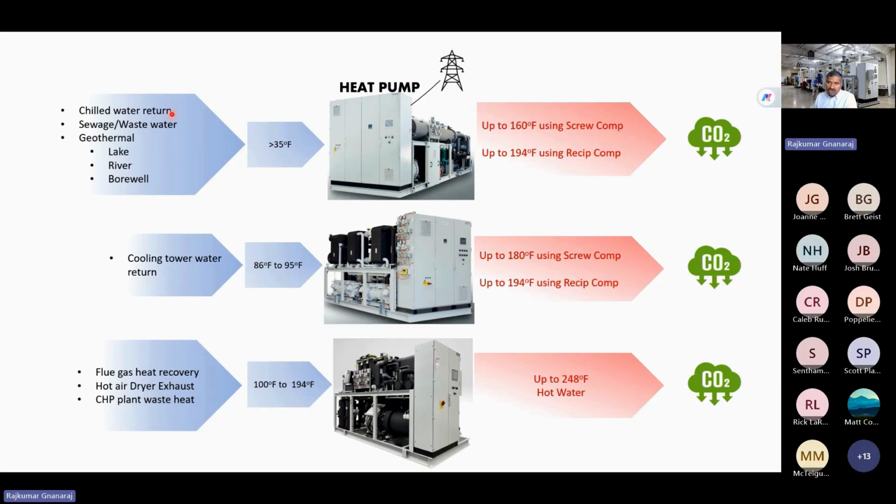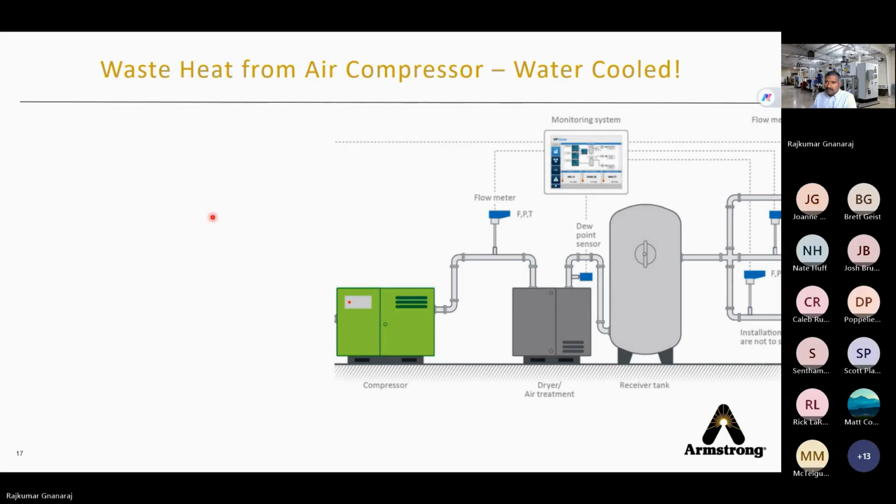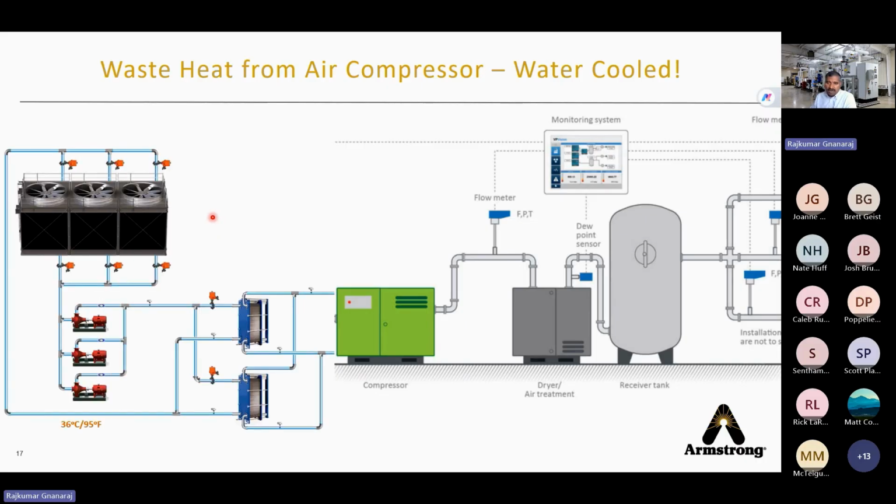So far we have seen chilled return water as a source. Now we'll see some other waste heat, and how to use that as a source in the heat pump to generate hot water. So the first one is the cooling tower. Imagine an industrial setup where they have air compressors. If those air compressors are water cooled, 86-degree Fahrenheit water comes in the heat exchanger that cools the compressor, it recovers the heat from the compressor, and 95-degree Fahrenheit water goes back to the cooling tower.